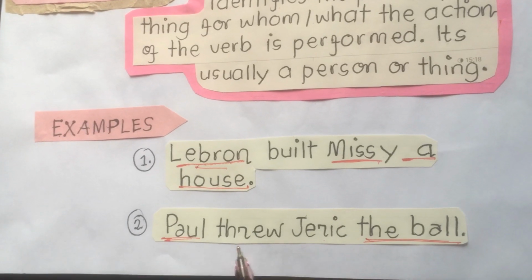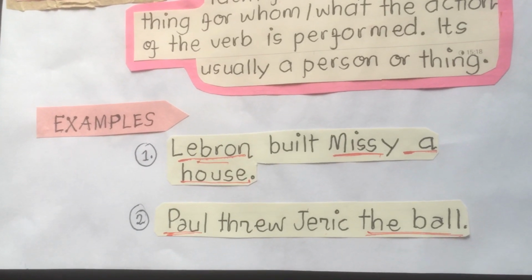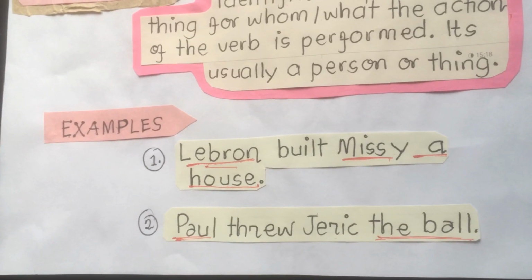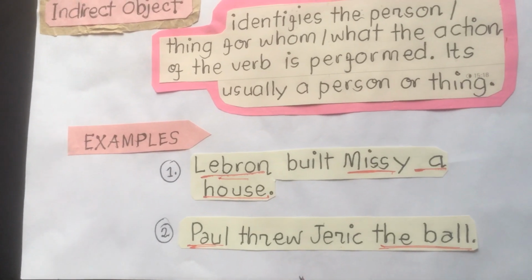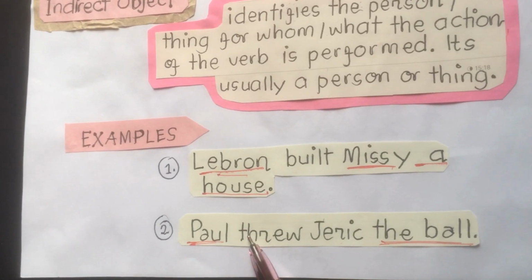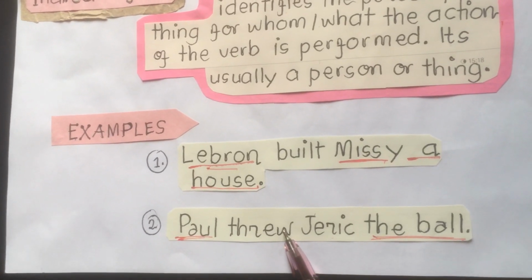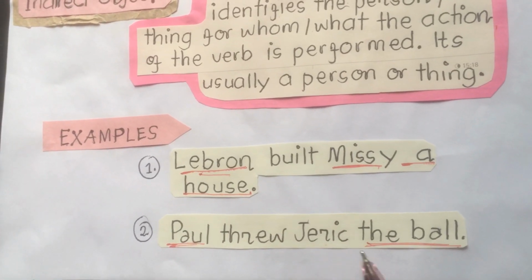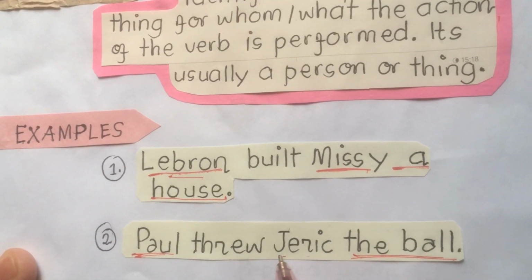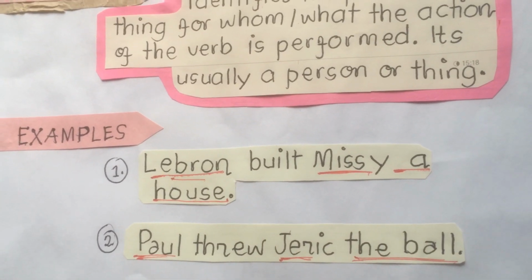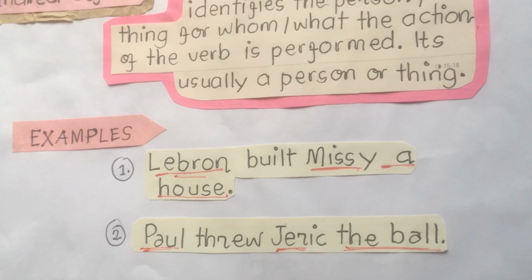For the second, Paul threw Jerick the ball. Note, if you are asked to find the direct and indirect objects, what is it that Paul threw? The ball, to Jerick. So the answer, he threw Jerick the ball. Who receives the ball? It's Jerick. Did you understand, guys? That is what we call an indirect object.